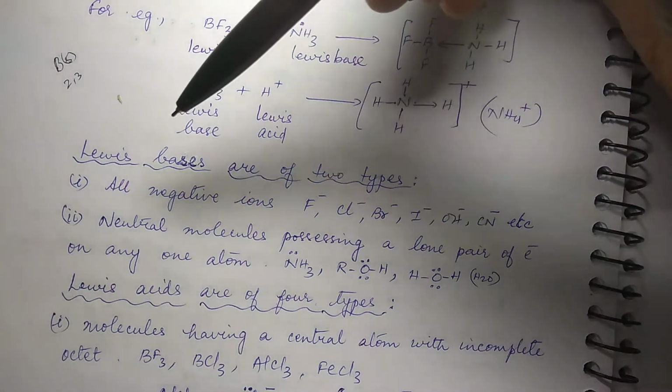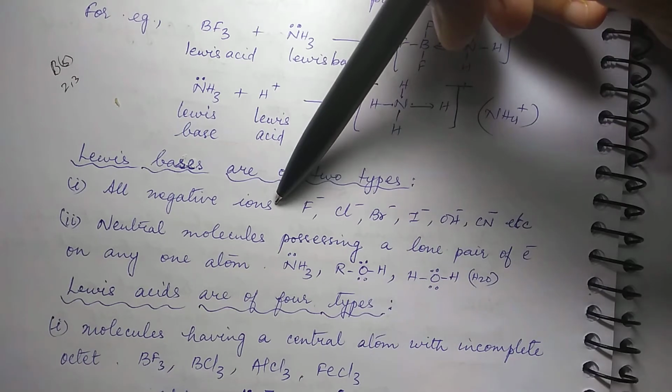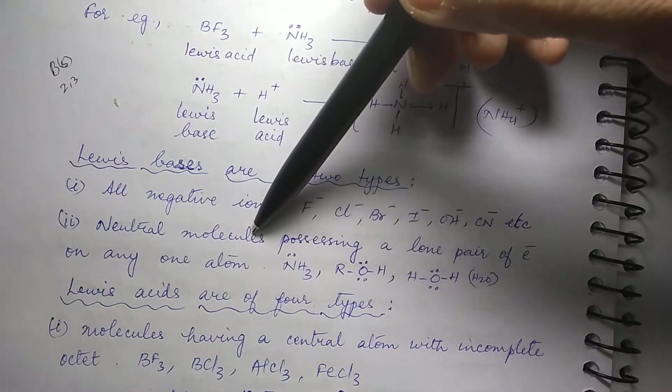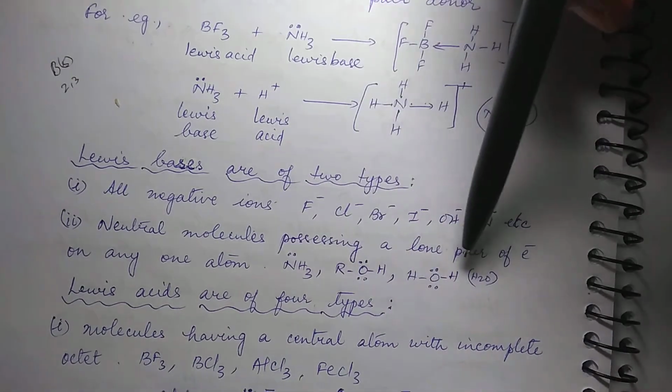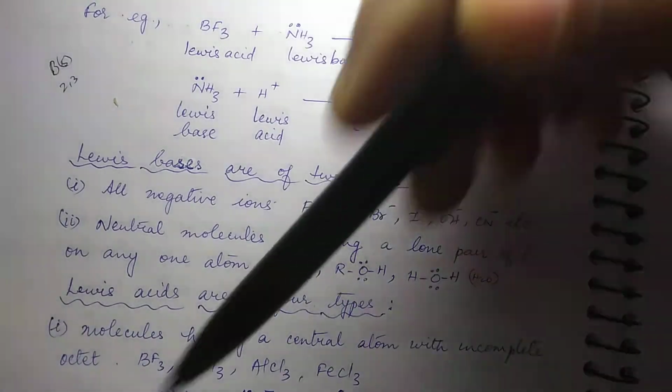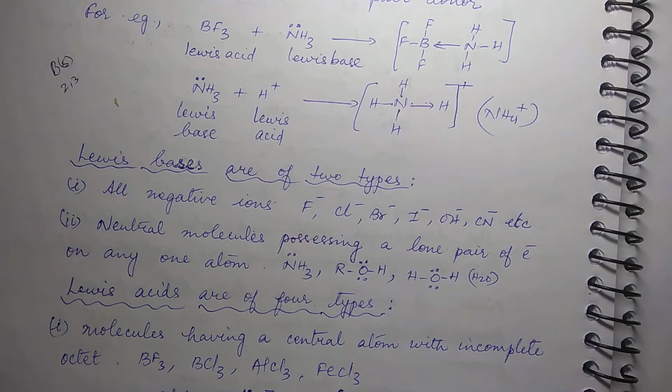Yes, so once again let me tell you, all negative ions are Lewis bases, and all neutral molecules in which a lone pair of electrons is there on any one atom also behave as Lewis bases. Right? Okay.